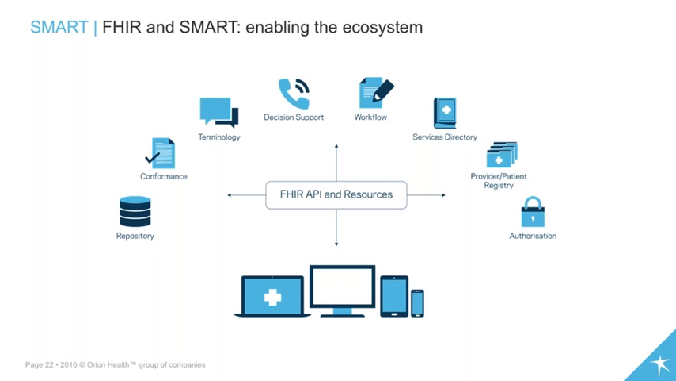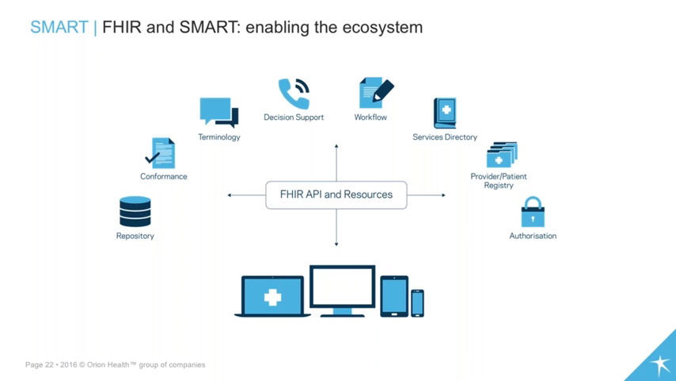We have conformance, which is where all of our profiling information is stored. Terminology, a key part that we really don't have time to give justice to. This is where your SNOMED, your LOINC would sit. Decision support, workflows, services directory, provider registries and authorization. These are all core parts that are needed to create a secure ecosystem upon which we can do innovative and neat things.